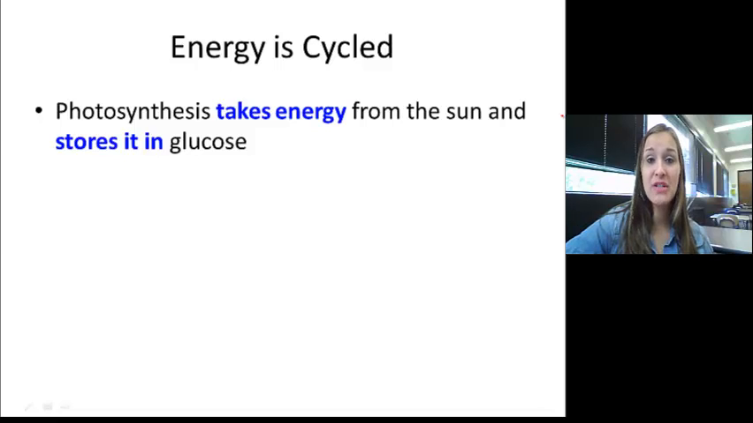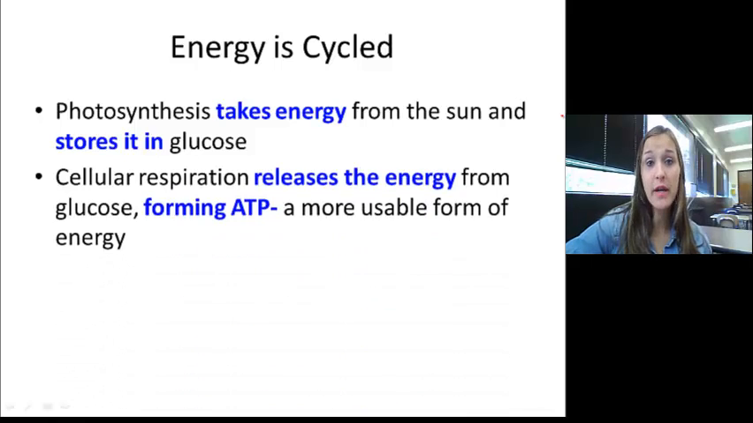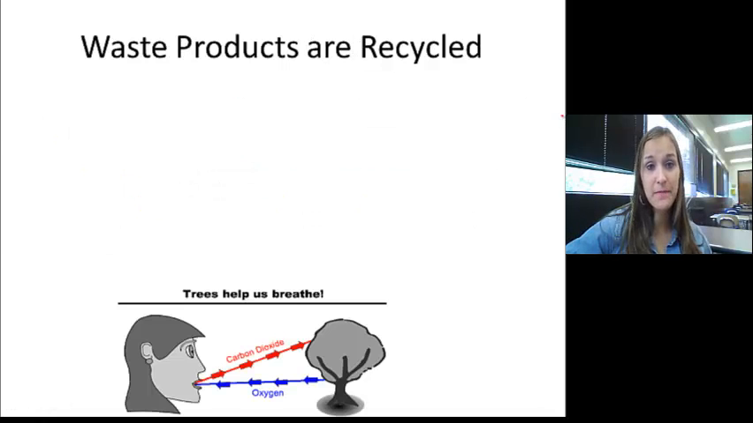Now energy is also cycled in photosynthesis and cellular respiration. Photosynthesis takes energy from the sun and it turns it into sugar. Think of a strawberry. Then, in cellular respiration, we eat that strawberry and we turn it into ATP. So we're just cycling from one energy form to another.